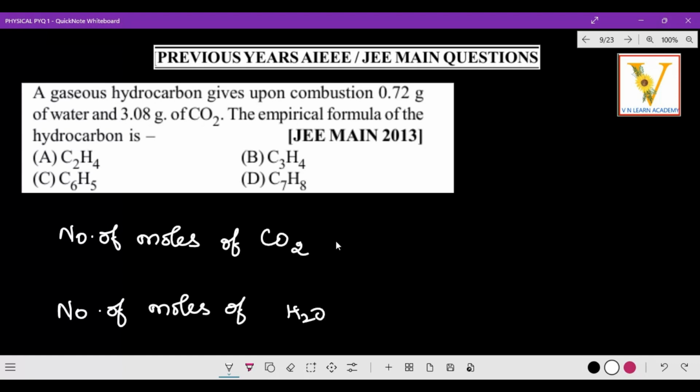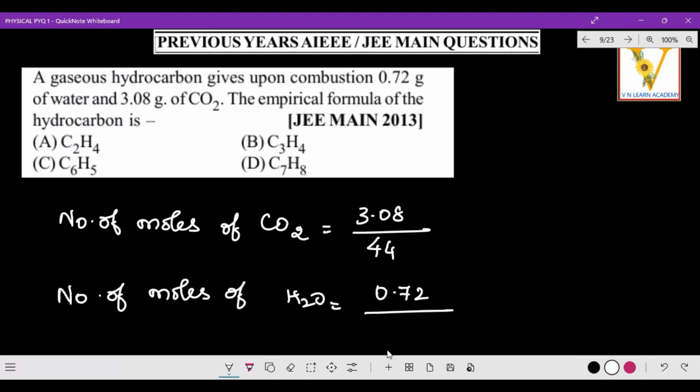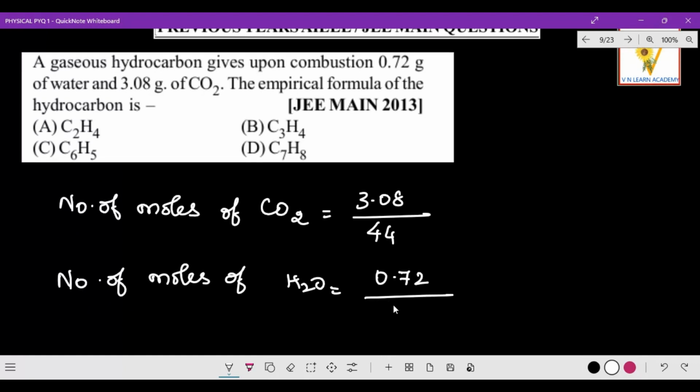Number of moles of carbon dioxide is 3.08 gram divided by the molecular mass of carbon dioxide, which is 44. In the same way, the number of moles of water is 0.72 gram divided by the molecular mass of water, which is 18. Come on, let us calculate. Here 44 is there, and here it is 3.08.